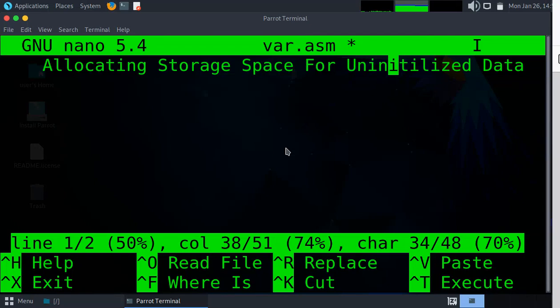In this part, we are going to take a look at allocating storage space for uninitialized data. The reserve directives are used for reserving space for uninitialized data. The reserve directives take a single operand that specifies the number of units of space to be reserved, and each define directive has a related reserve directive. Let us take a look at the basic forms of the reserve directives.